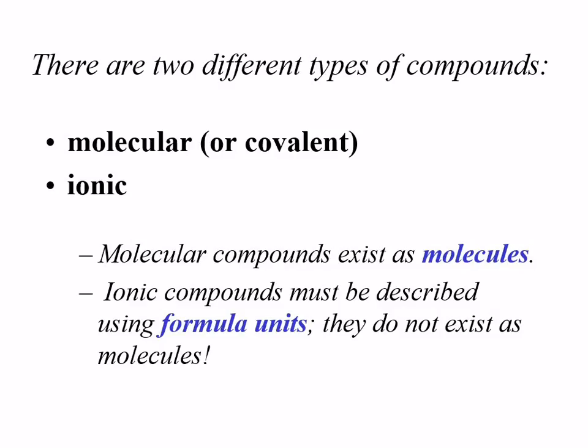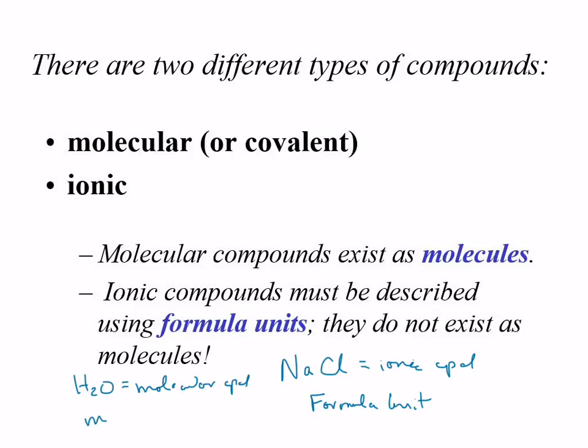But I don't know if you knew that actually, what's the formula for table salt? NaCl. If you have NaCl, that is an example of an ionic compound, ionic CPD, and you would call that repeating unit a formula unit. Okay, and I'm going to contrast that with water, H2O, which is a molecular compound or covalent compound, molecular CPD, and we would call that a molecule.